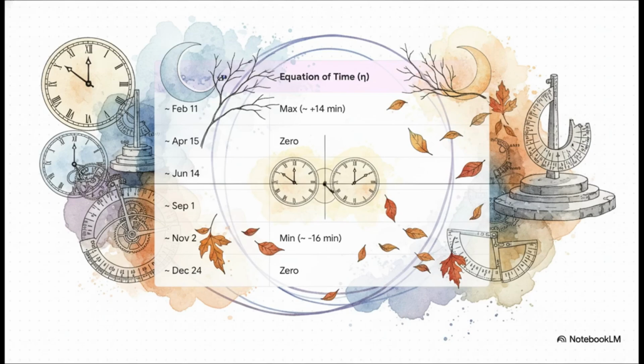And here are the concrete results of that complex curve. You can see there are only 4 days in an entire year when the equation of time is 0, days when a sundial and a perfect clock would agree. But look at the extremes. Around February 11th, a clock is running more than 14 minutes ahead of the sun. And around November 2nd, that same clock is more than 16 minutes behind the sun. That's a total swing of over 30 minutes throughout the year.